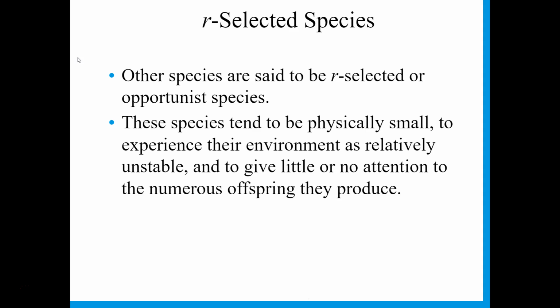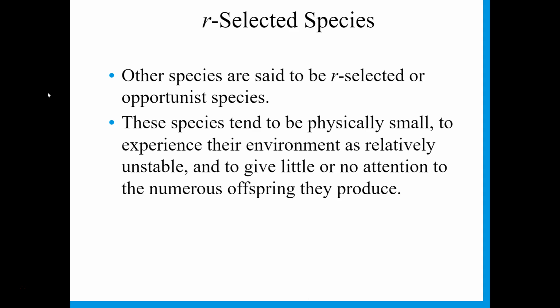R-selected species, or opportunist species, are usually smaller. Their environments are usually somewhat unstable, and they don't really care about their offspring after they have created them. A great example would be flies. Flies don't have a stable environment, right? They're just flying around wherever they can go. As soon as they lay their eggs, that's kind of it for their parental care. Their offspring are pretty much on their own after they're laid.